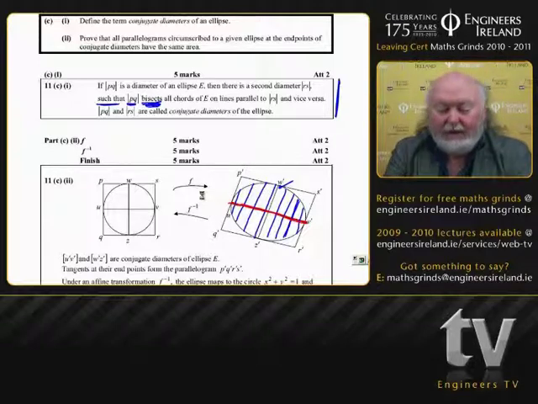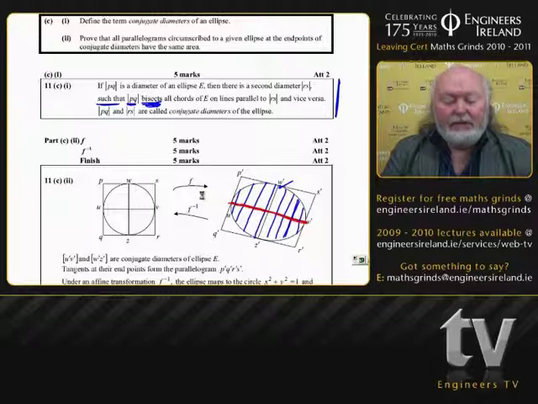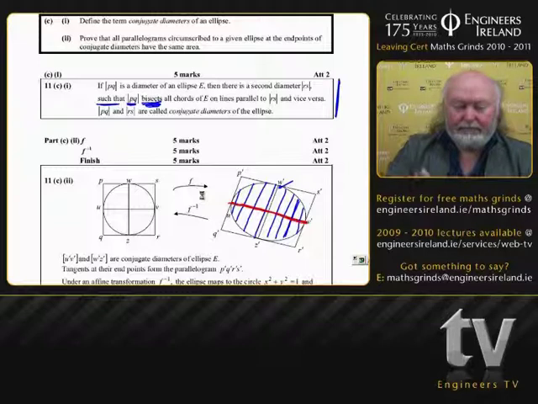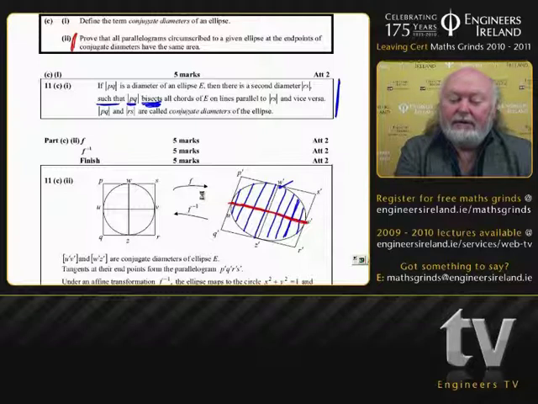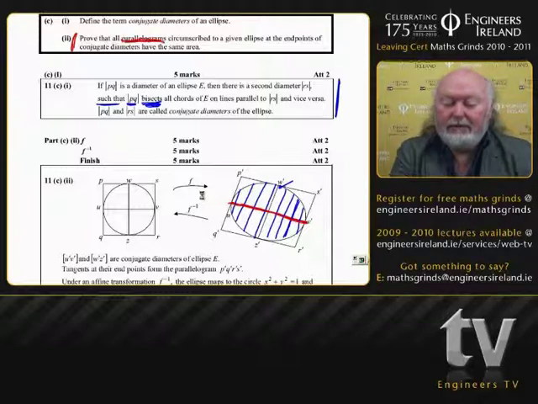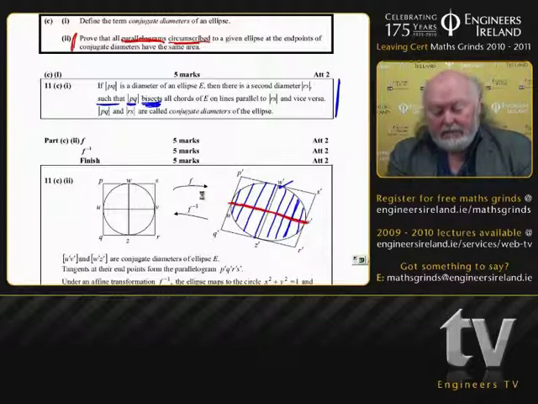That definition is obviously one of the things you will remember, and it leaves us now with just a simple enough little part C2 to work out. So what is part C2? Prove that all parallelograms, and this is why I skipped the last one, all parallelograms circumscribed to a given ellipse at the end points of conjugate diameters have the same area. Here's one of them. It's shown over here. Q dash, P dash, S dash, R dash is a parallelogram.